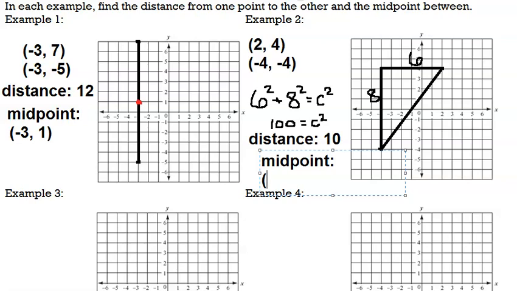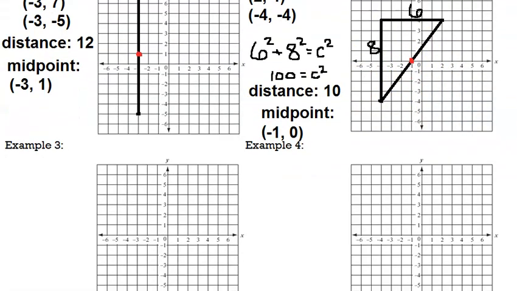So the average of positive 2 and negative 4. So we're just looking at the x's first. If you were to add 2 and negative 4, you would get negative 2. Divide by 2 and you get negative 1. So the midpoint would be at negative 1. And then the average of 4 and negative 4 is actually 0, because if you add them up, you get 0. So just to test, make sure we're good, draw that there. And that checks out really nicely. So let's go with it.